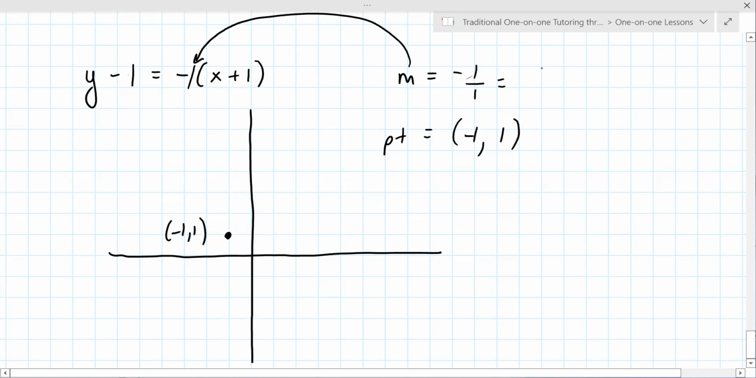Up. Are you sure? It's going down. I'm sorry. Down 1 down, and then 1 right. So once you get this point, you just follow the slope, 1 down and 1 right, 1 down and 1 right.